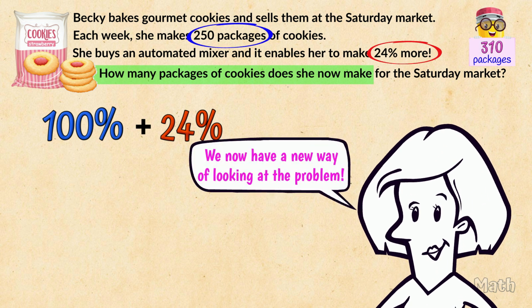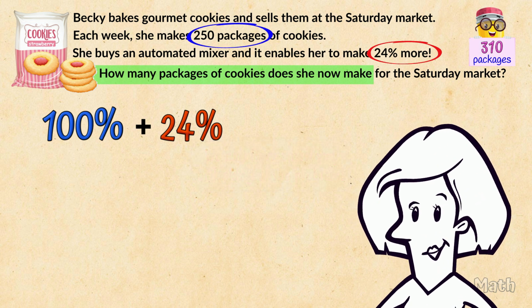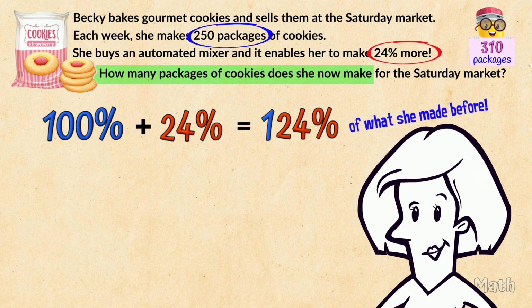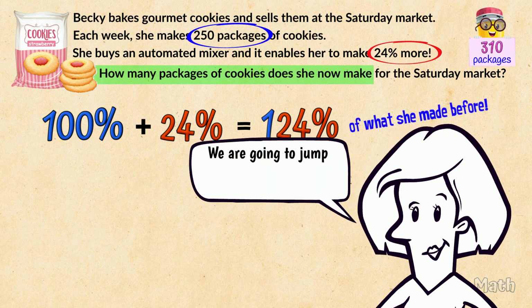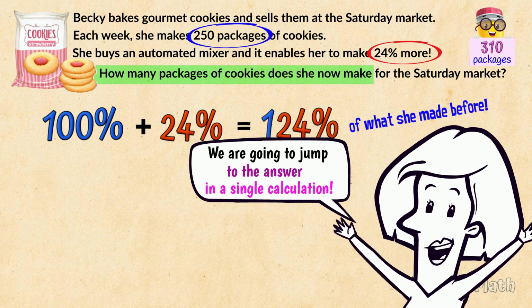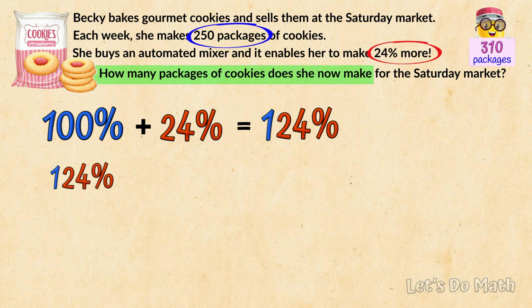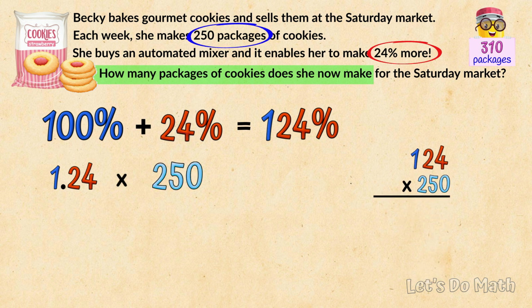We now have a new way of looking at the problem. Becky makes 124% of what she made before. We are going to jump to the answer in a single calculation. 124% as a decimal is 1.24. So we're going to do 1.24 times 250. We multiply without the decimal point and then we put it in at the end.